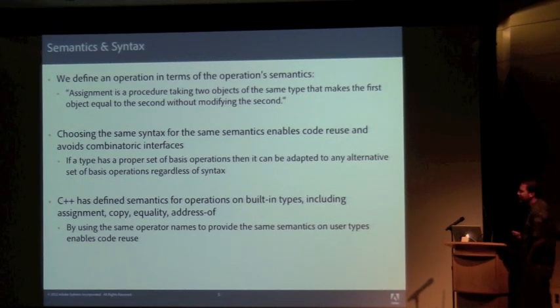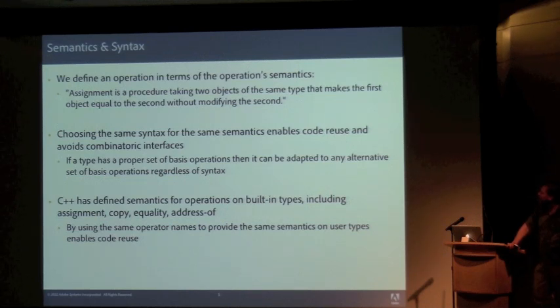Okay, so semantics and syntax. We also get a bit of confusion here. We define an operation in terms of the operation semantics, right? Assignment is a procedure taking two objects of the same type that makes the first object equal to the second without modifying the second. Okay?